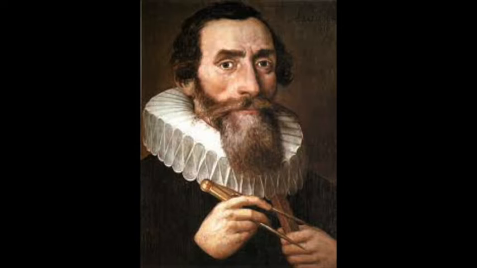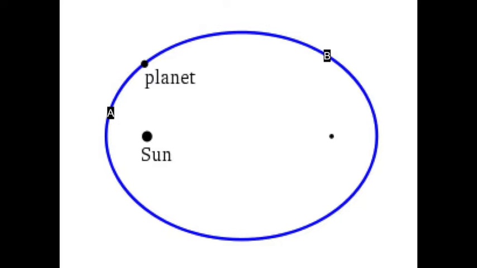Between 1609 and 1619, Johannes Kepler discovered 3 laws of planetary motion, which described the orbits of planets around the Sun. Kepler's first law of planetary motion describes how planets move in elliptical orbits rather than circular, and with the Sun as the focus point.